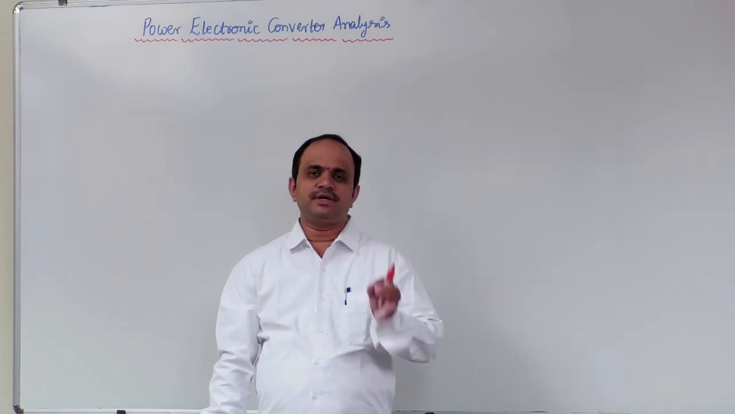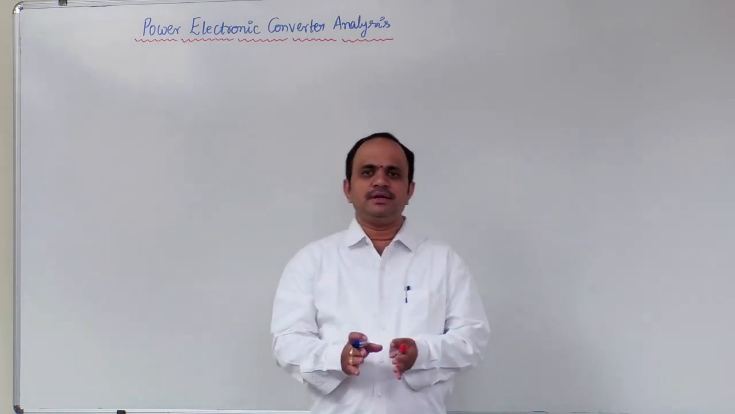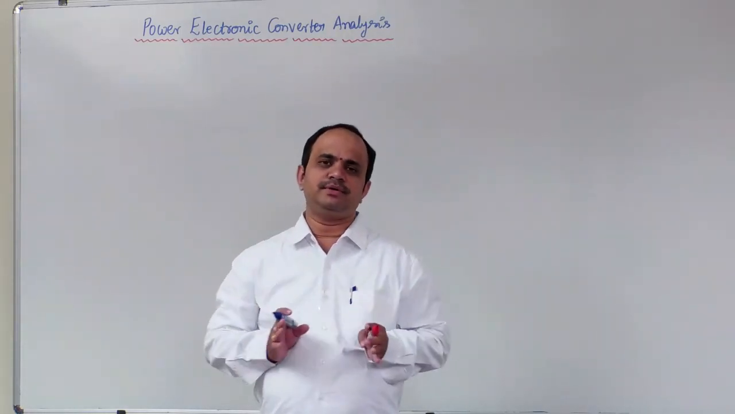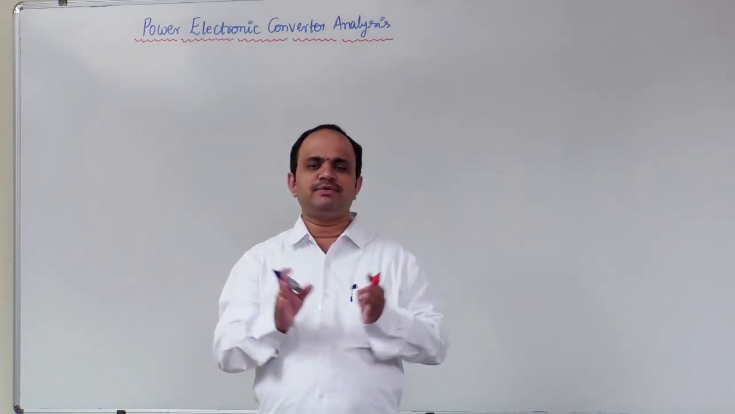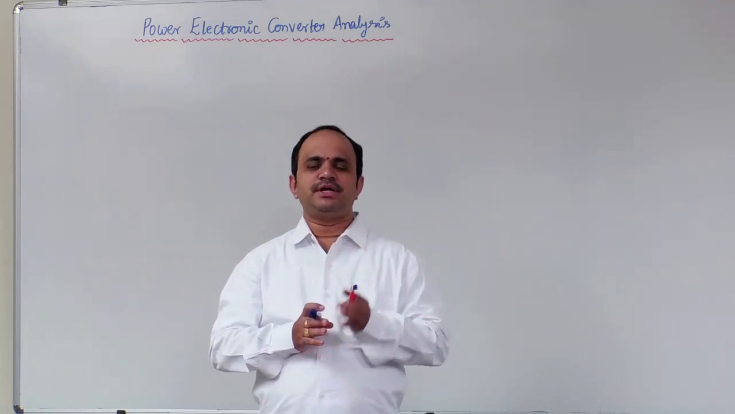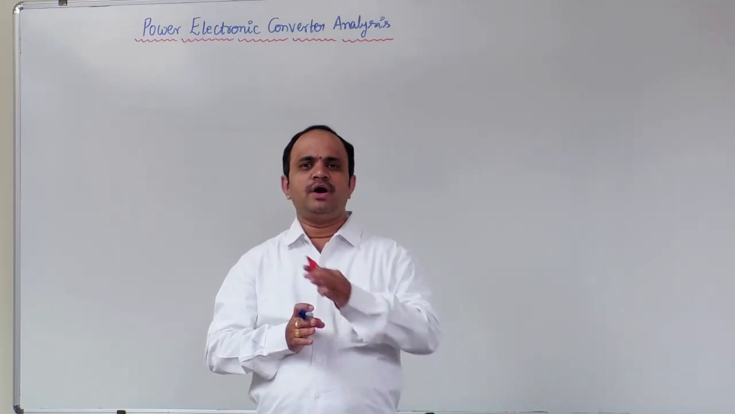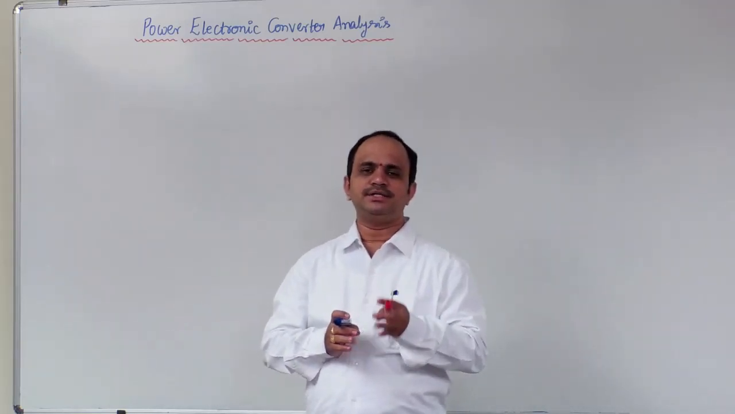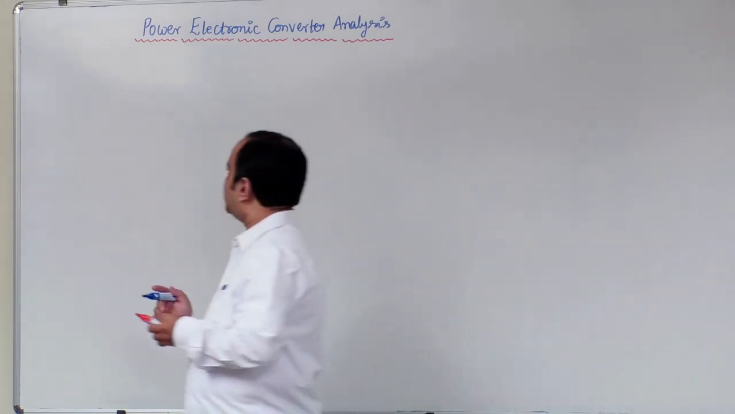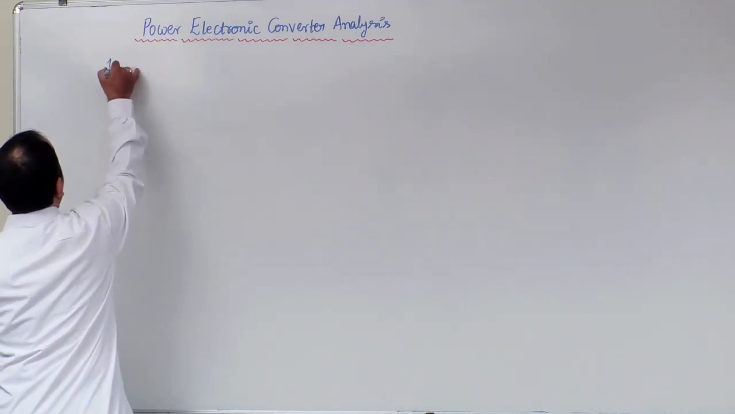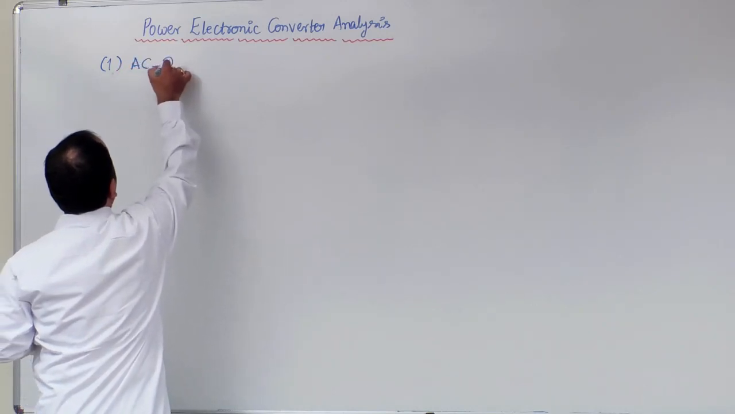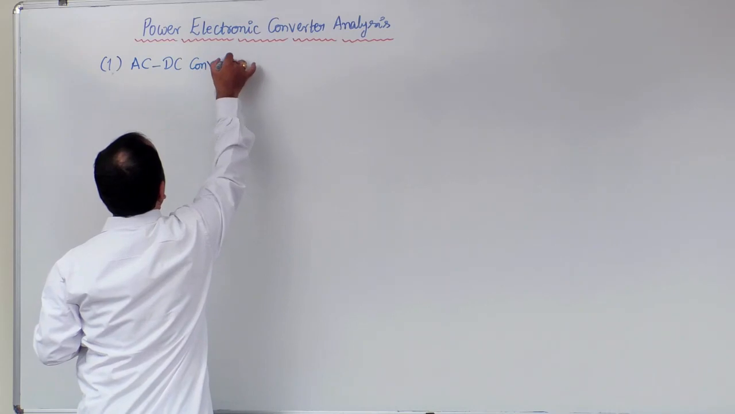A power electronic converter converts the given input power to match the output power. Suppose both input and output powers are in the same form, like both AC or both DC, there is no conversion concept, only a controlling concept. However, all of these circuits can be considered under the main heading, power electronic converter analysis. Now the first type of power electronic converter is AC to DC converters.